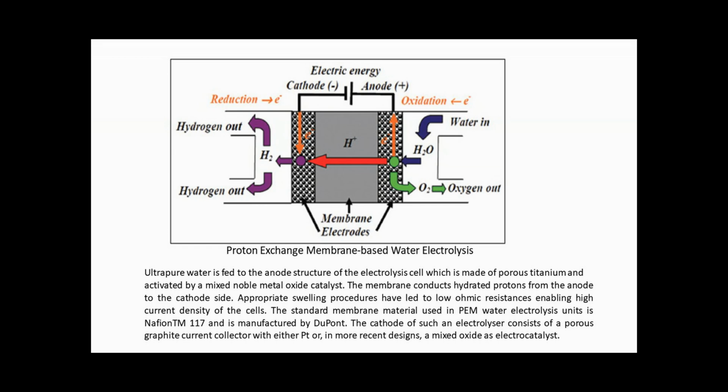You have two electrodes, and in between you have your solid membrane, and the membrane itself is your ion conductor. So I can even use ultra pure water and carry out electrochemistry, because my ionic conductivity is really happening through my membrane. You can see ultra pure water is fed to the anode structure of the electrolyser, that's this side, the anode side, which is made of porous titanium and activated by a mixed noble metal oxide catalyst.